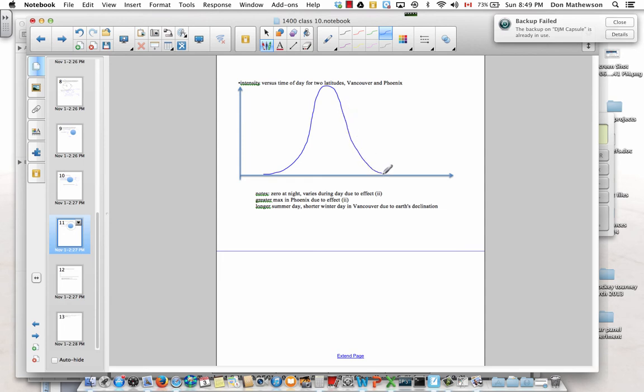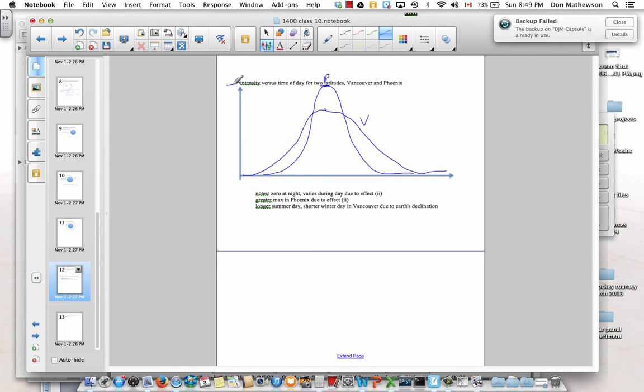And you might get a graph like that. Vancouver, being at a higher latitude, we won't get that maximum intensity. It'll be lower. The thing about Vancouver, though, say in the summer anyway, is we actually get a longer day than Phoenix does. So this might be two curves in the summer, right? So this would be the Phoenix, and this would be the Vancouver.